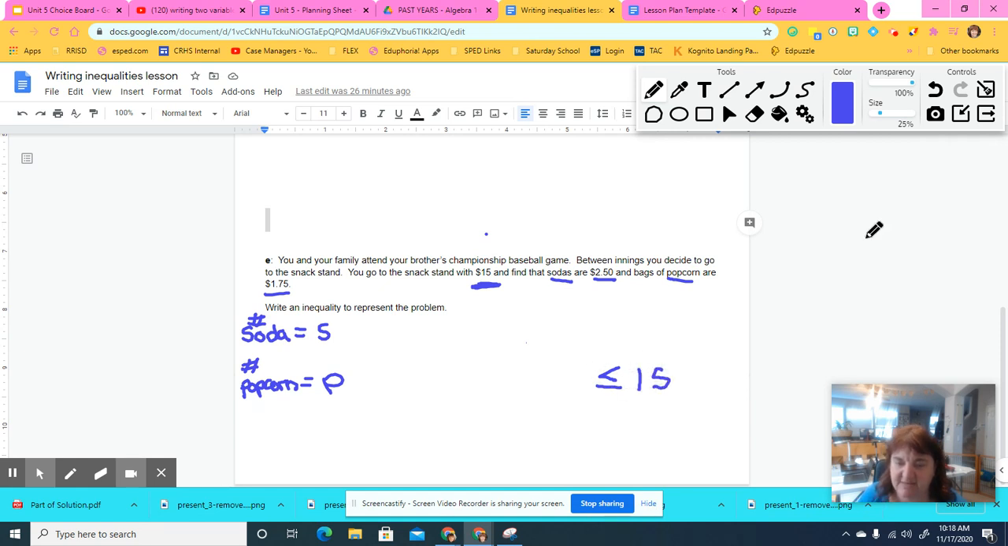That's all we have to spend. So we can say $2.50 times the sodas plus $1.75 times the popcorn has to be less than or equal to 15. Okay? There's our inequality for the last one. Again, we're going to learn how to graph these so we can find our solution sets in our next lesson. There you go.